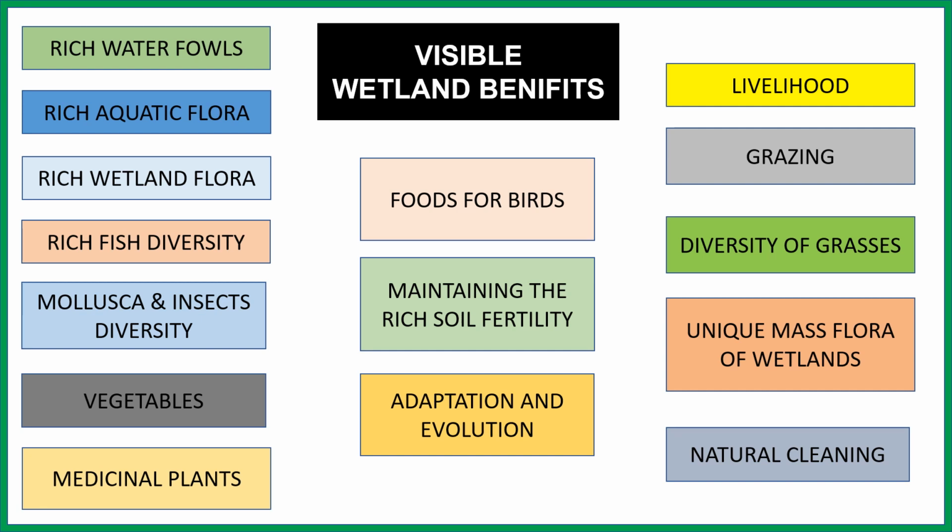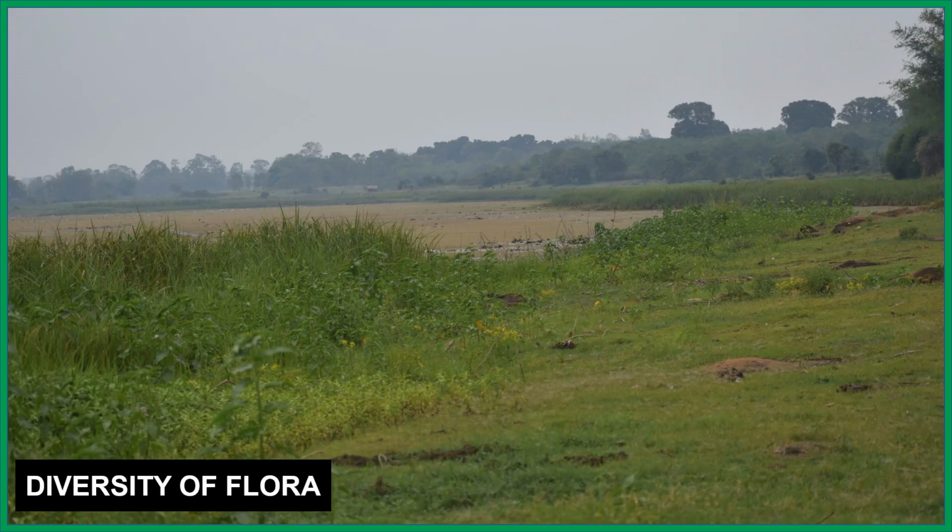These are some of the visible wetland benefits that we observed during a small survey, and I will try to show you how. Here you can see the diversity of flora: a diversity of grasses, shrubs, herbs, trees, small trees, and then aquatic plants. So there is a huge diversity of flora.